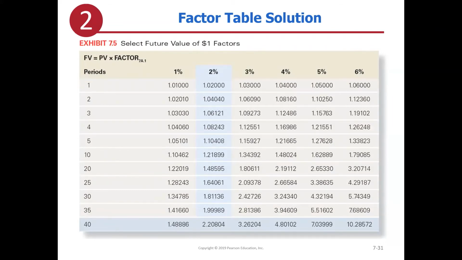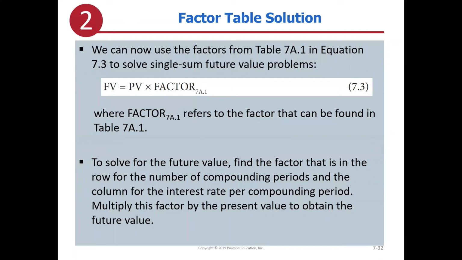In this excerpt in Exhibit 7.5, this is the same table that you would see in Appendix A. So to find out the information, you would use the 2% column and then search down the 40 period row to locate the factor 2.20804 that we derived using the formula. Again, this is the same table that you would see in Appendix A. The factors in Table 7A.1 illustrate that the future value is directly related to N and I over Y.